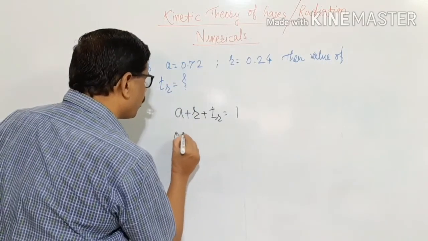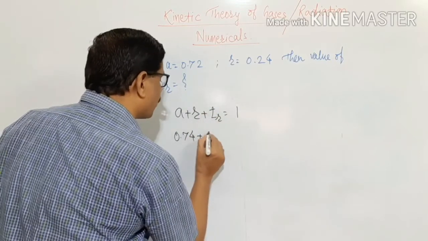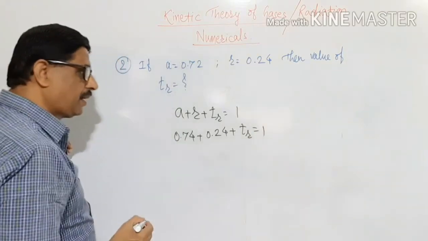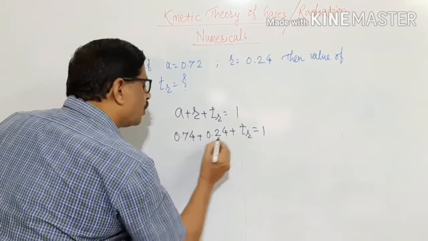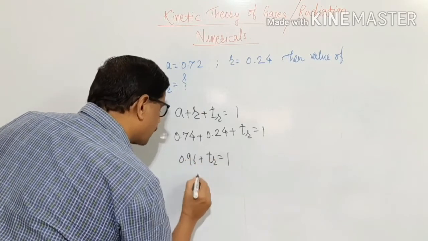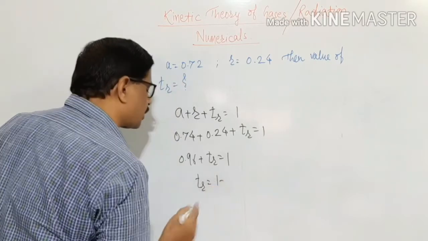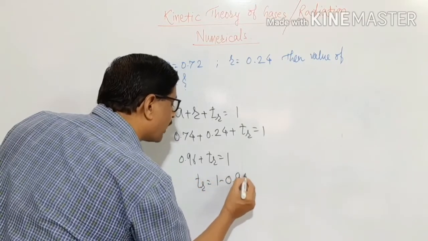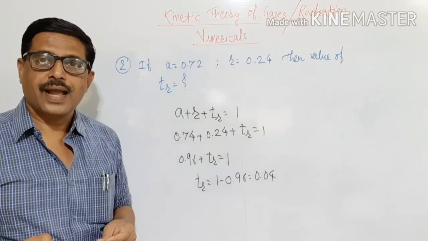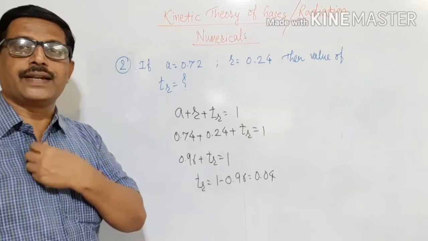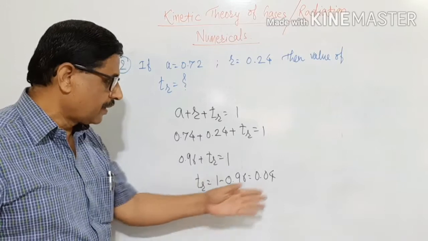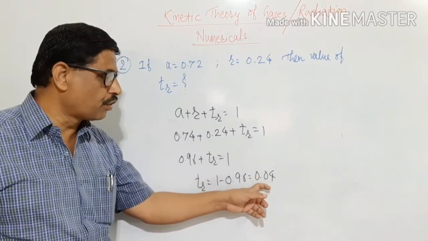Therefore, if A is equal to 0.74 and R is equal to 0.24, then the value of coefficient of transmission will be: 0.96 plus coefficient of transmission equal to 1, and hence coefficient of transmission is 1 minus 0.96. It comes out to be 0.04, as it is the ratio of quantity of radiant heat transmitted by the body to quantity of radiant heat incident on it. It has no unit and its value is 0.04.